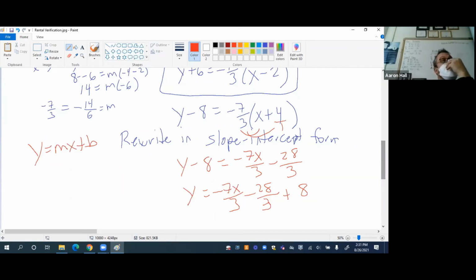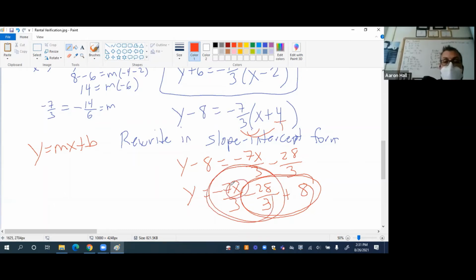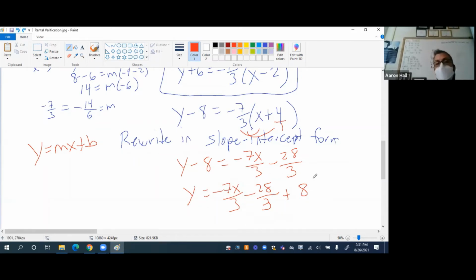Yeah, somehow we have to put these together. These are not like terms, right? This has an x, so it's not a like term. The other two don't have an x. So somehow I have to put these together. How do we put these together? Yeah, we have to have a common denominator.